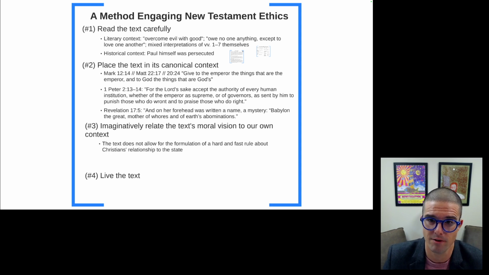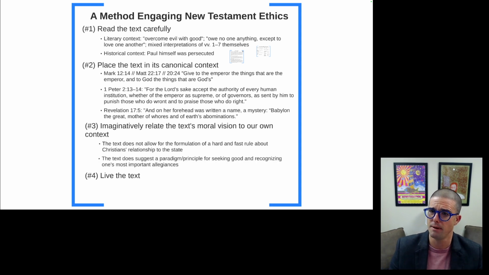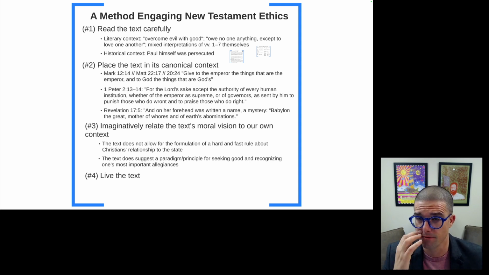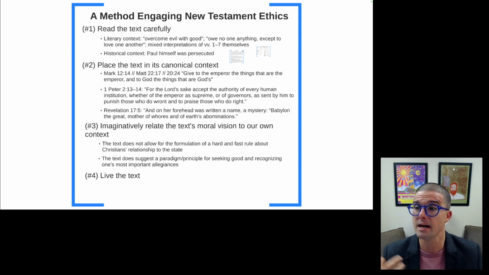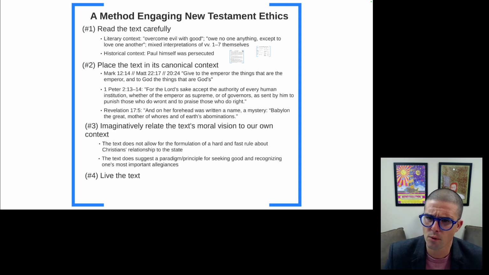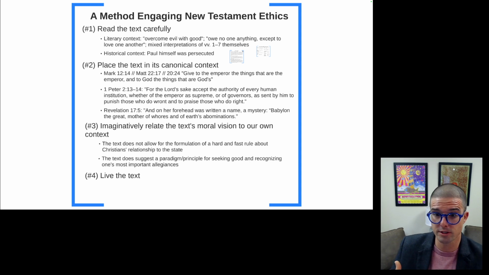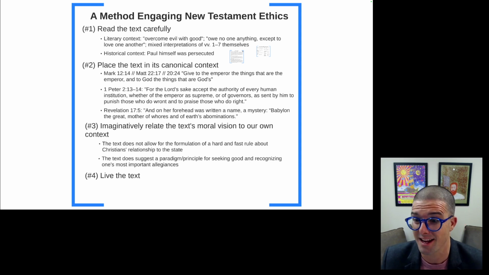At the same time, however, the text does seem to suggest a sort of paradigm or principle for seeking the good and recognizing one's most important allegiances. So even within the larger context of Romans 13, 1 through 7, the fact of being subject to the authorities does something else. So there's a way in which we do have a paradigm or principle at work here. And the paradigm or principle is to recognize one's most important allegiances and to try to live in such a way, to try to be subject to authorities in such a way that those allegiances are still held, while also not stirring the pot, as it were.